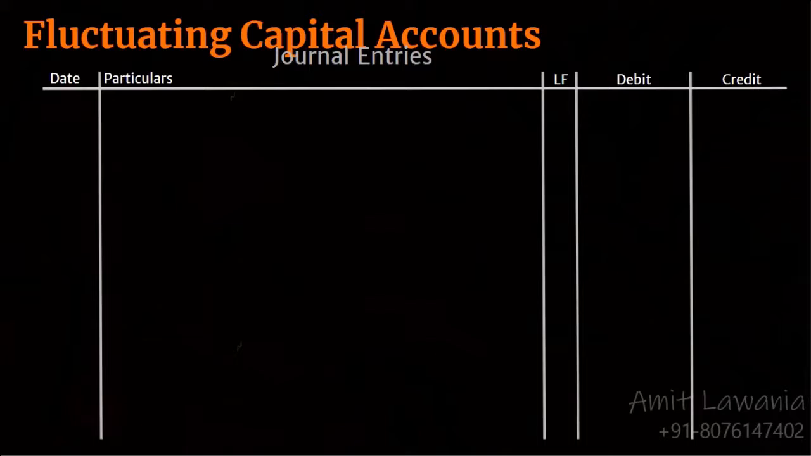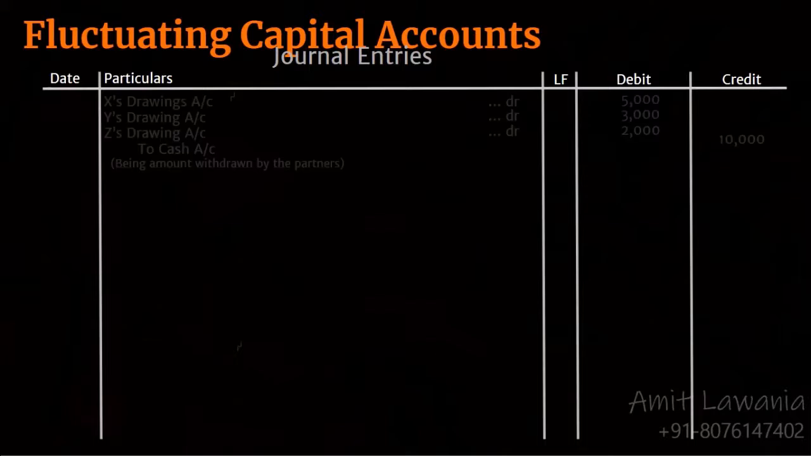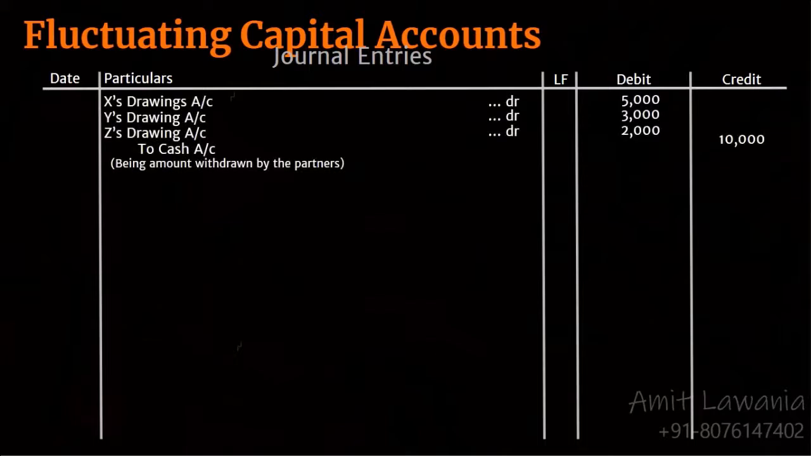First, we see drawings made by the partners and record them as a journal entry. X's drawings account debit, Y's drawings account debit, Z's drawings account debit to cash account, and the amount is given as 5,000 for X, 3,000 for Y and 2,000 for Z. These are the amounts that they have withdrawn from the firm. It's given in the question, and we assume that these drawings have been made in cash, that is, they have withdrawn cash from the partnership firm. So we credit the cash account and the total cash withdrawn is 10,000 rupees by the three partners.